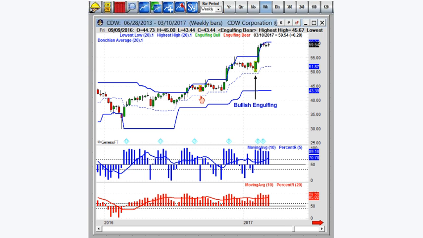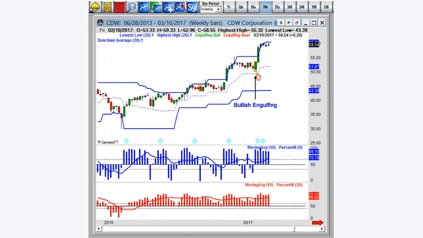But what I tend to look for is that Donchian average to act as support for a counter-trend move in price. So it was nice to see this slow, choppy decline in CDW back down to that Donchian average, and then boom, there we get the bullish engulfing pattern. So this turned out to be a very nice trade.